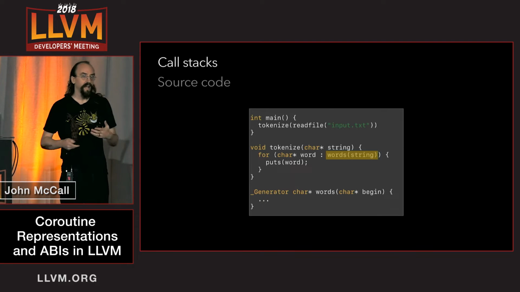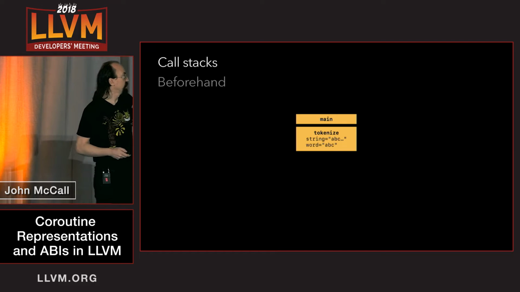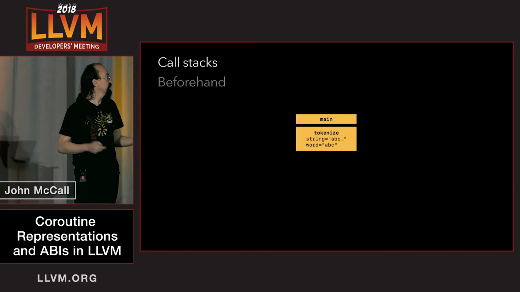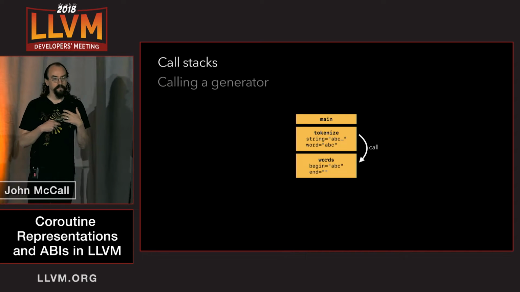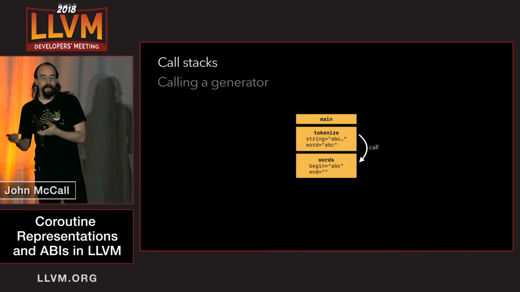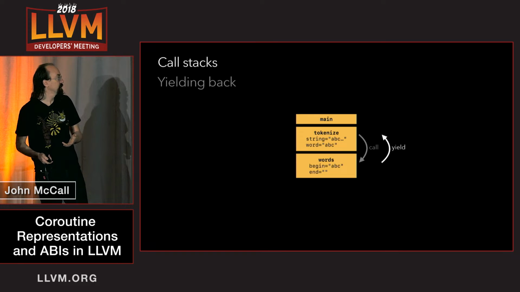What does this look like at an implementation level? Well, we've got a call stack. We've got main, it's calling tokenize. Tokenize is calling the coroutine. The coroutine needs to yield back. It needs to give control back to tokenize. So here we go back to it.